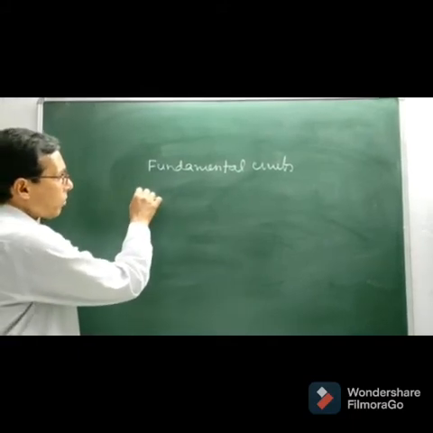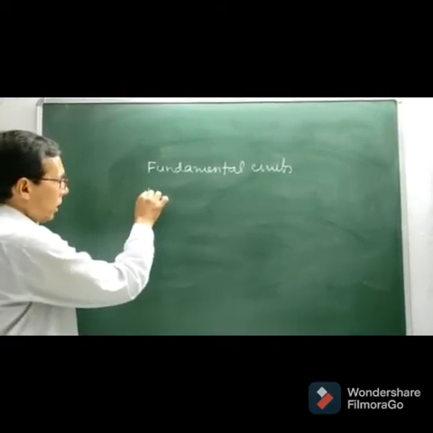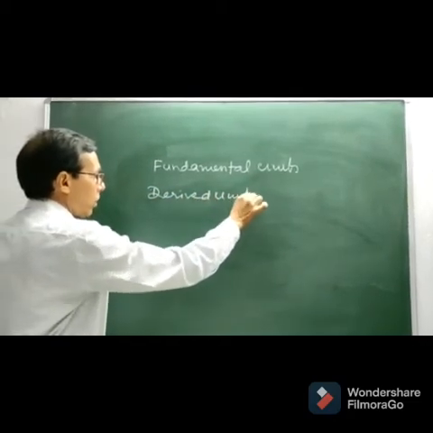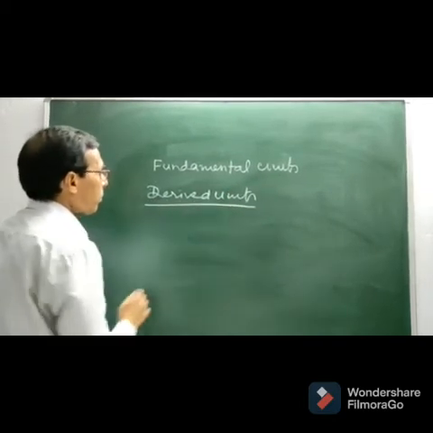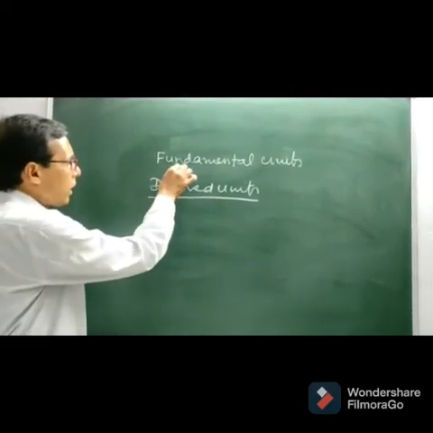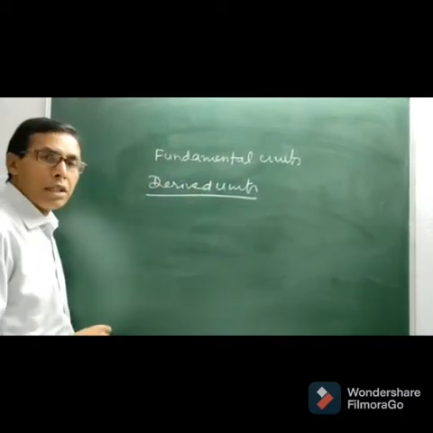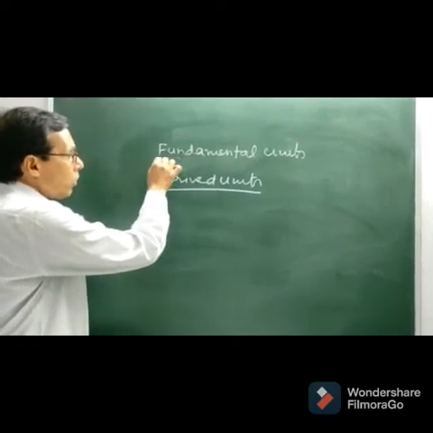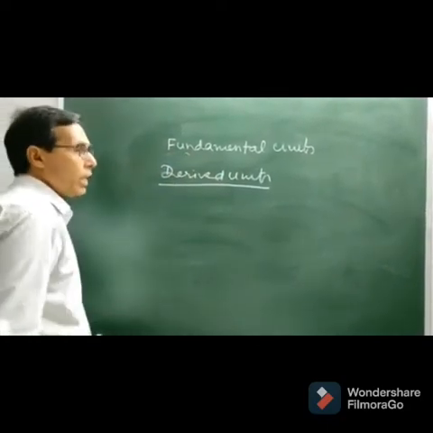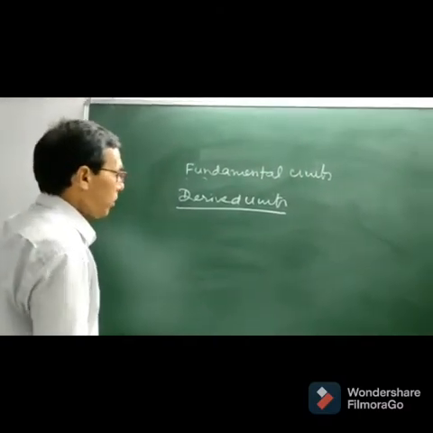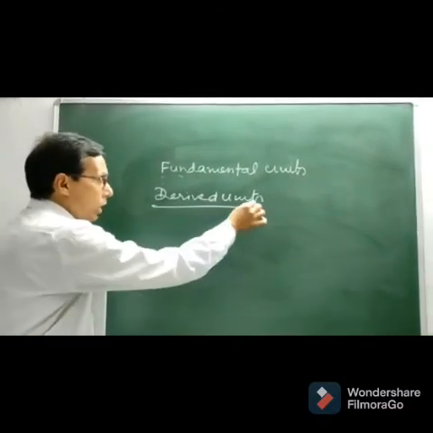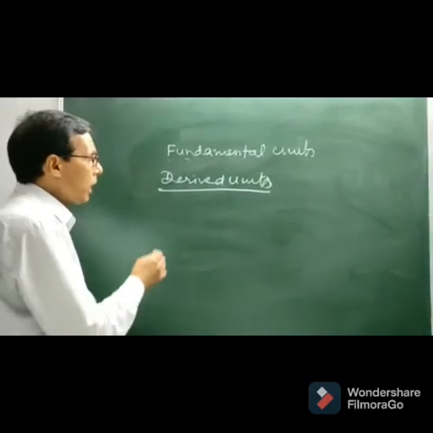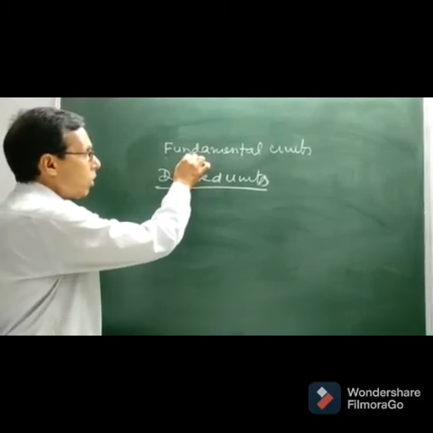Now the other units, that is derived units. What is the difference between these fundamental units and derived units? Fundamental units are those units which are independent of any other units, whereas derived units are those units which can be expressed in terms of fundamental units or basic units.